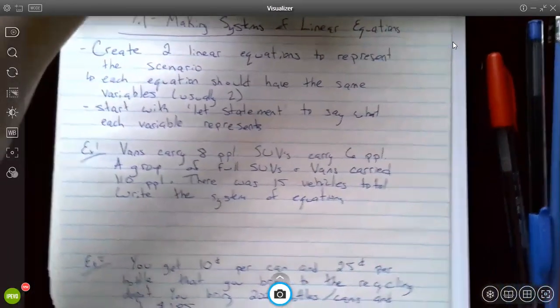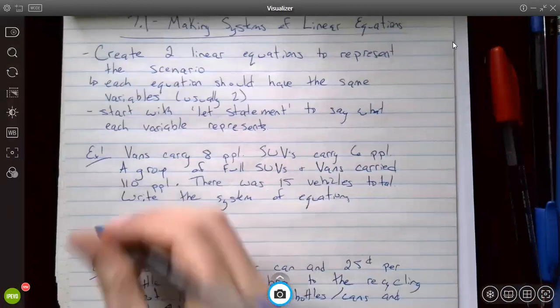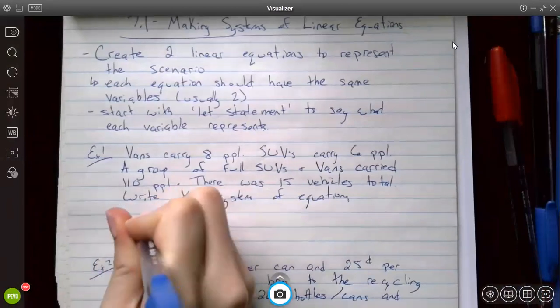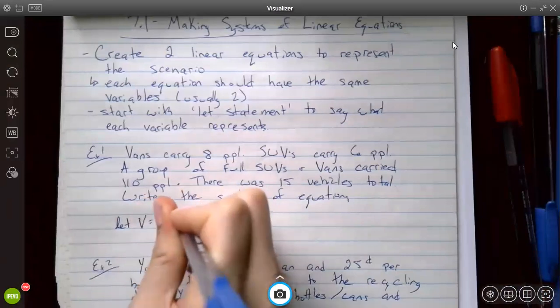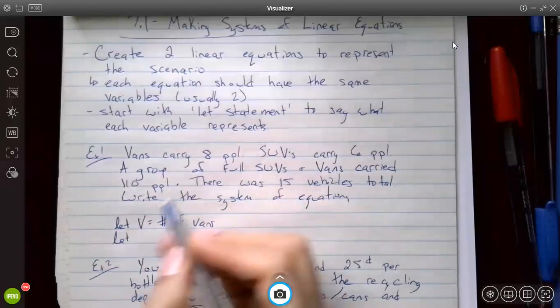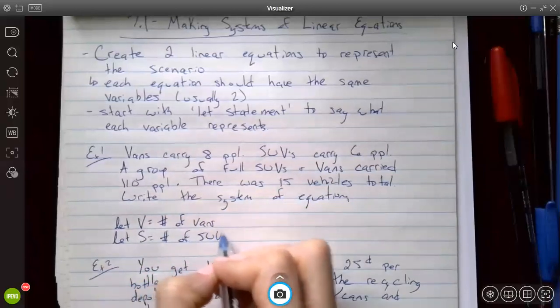It says vans carry 8 people, SUVs carry 6 people. A group of full SUVs and vans carried 110 people. There were 15 vehicles in total. Write a system of equations. So I'm going to start with my let statements. I'm going to say let V equal the number of vans and let S equal the number of SUVs.